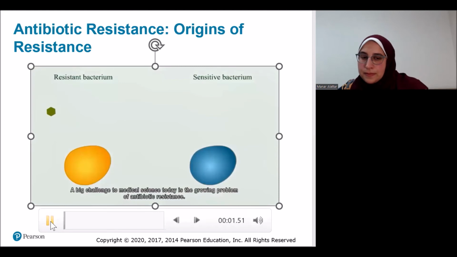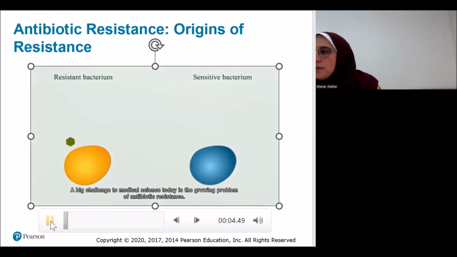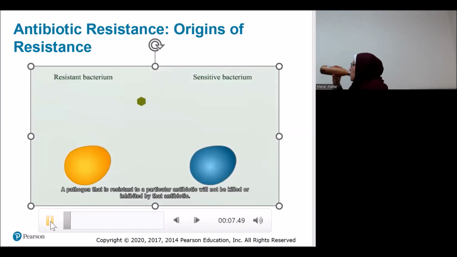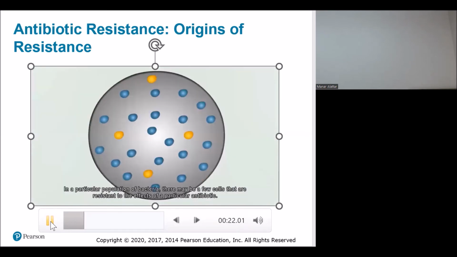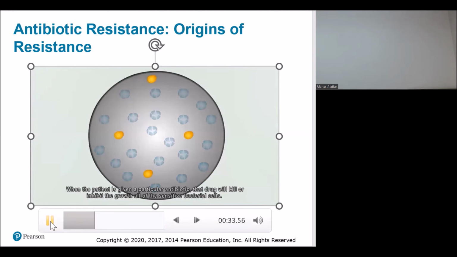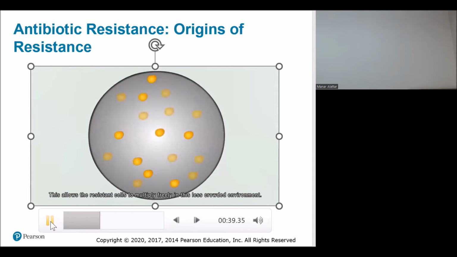A big challenge to medical science today is the growing problem of antibiotic resistance. A pathogen that is resistant to a particular antibiotic will not be killed or inhibited by that antibiotic. It has gained that resistance either by random mutation or through gene transfer from another bacterium. In a particular population of bacteria, there may be a few cells that are resistant to the effects of a particular antibiotic. When the patient is given that antibiotic, the drug will kill or inhibit the growth of all the sensitive bacterial cells. This allows the resistant cells to multiply freely in this less crowded environment.